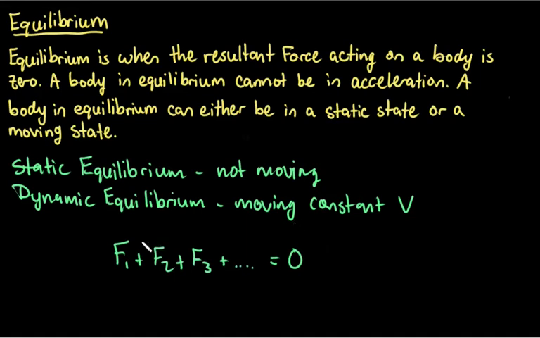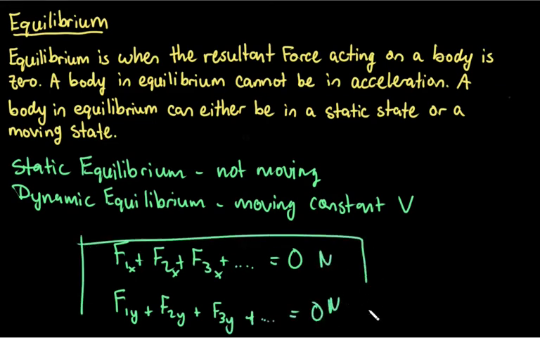Now, we have to make sure that this is along each axis. So that means that F1x plus F2x plus F3x is equal to 0. And then we also have F1y plus F2y plus F3y plus ... is equal to 0. So when we are looking at equilibrium, we want to make sure that it's 0 in both the x and y axis. So let's go ahead and take a look at an example.